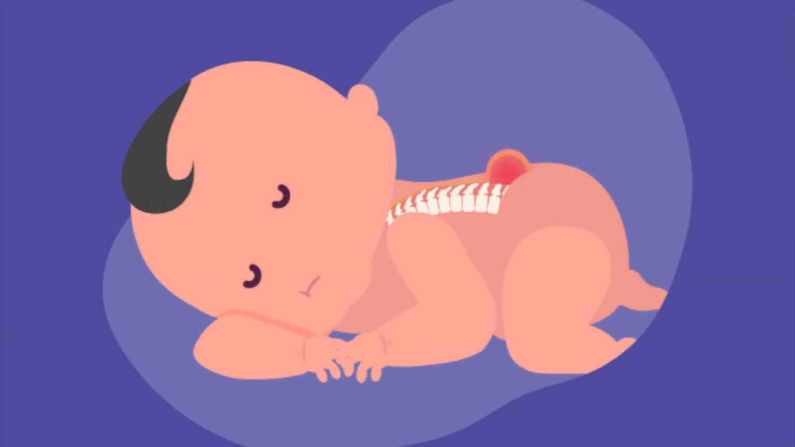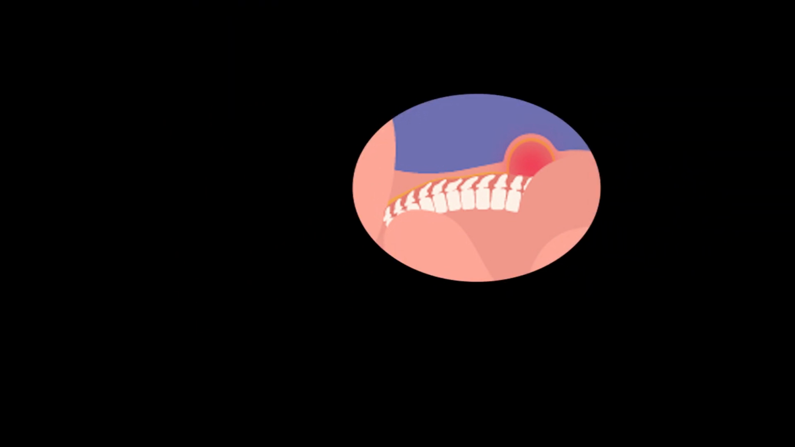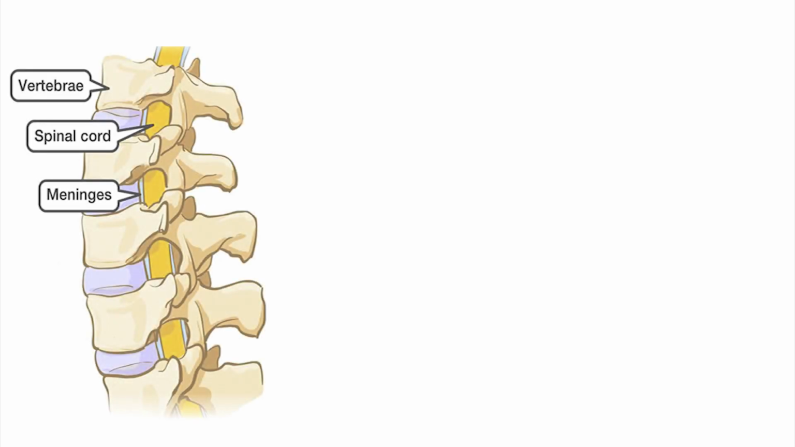Spina bifida is a congenital malformation in which the spinal column is split, often with spinal cord involvement, as a result of failed closure of the embryonic neural tube during the 4th week post-fertilization. There are 4 types of spina bifida.